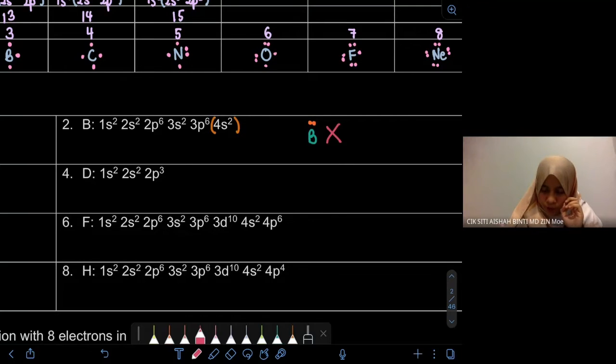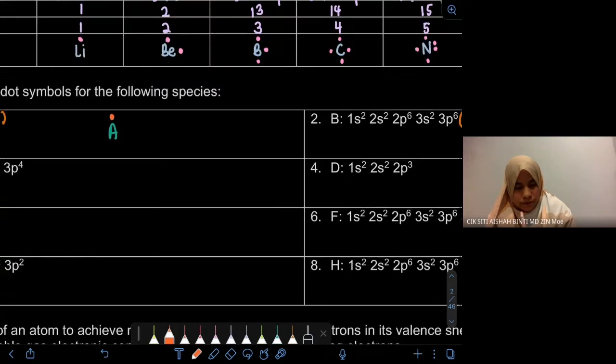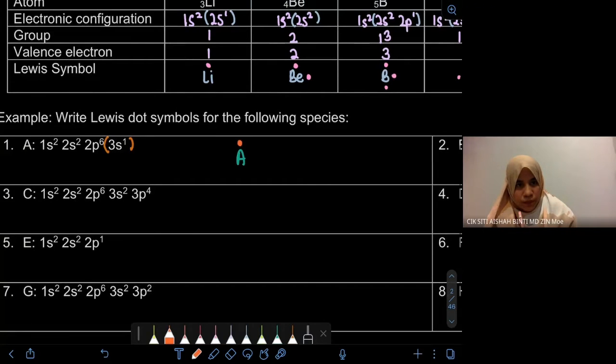So how to draw it? Okay, Miss erases it again. I'm going to draw the dots like this: 1, 2. Remember we have to make sure they are unpaired first. This one we assume as unpaired electrons, so that's 1 and 1.